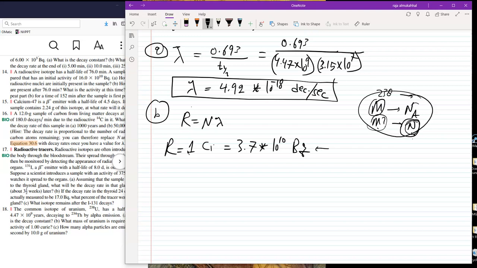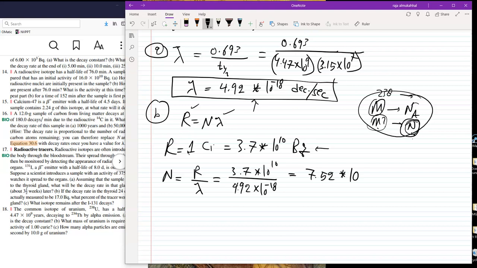So I already know lambda; I just got it from part A, right here. So I can find n. So n is R over lambda. That will be 3.7 times 10 to the 10 divided by lambda, 4.92 times 10 to the negative 18. This will give me the number of samples, which in this case is 7.52 times 10 to the 27 nuclei.